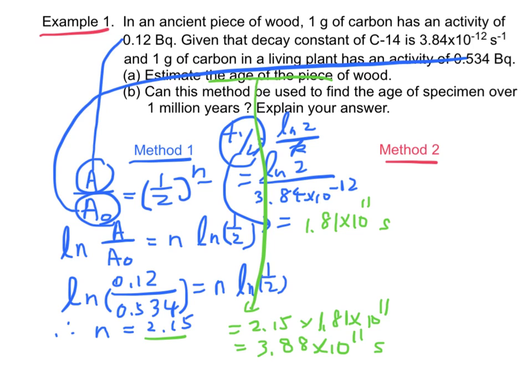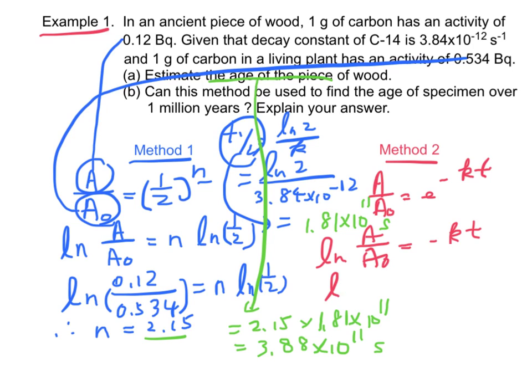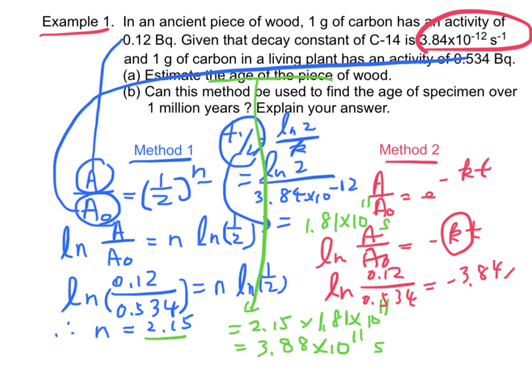Method 2. We apply the equation A over A0 equal to e to the power negative kt. We have log A over A0 equal to negative kt. Therefore, log 0.12 over 0.534 equals negative k, which is 3.84 times 10 to the power negative 12, times t.